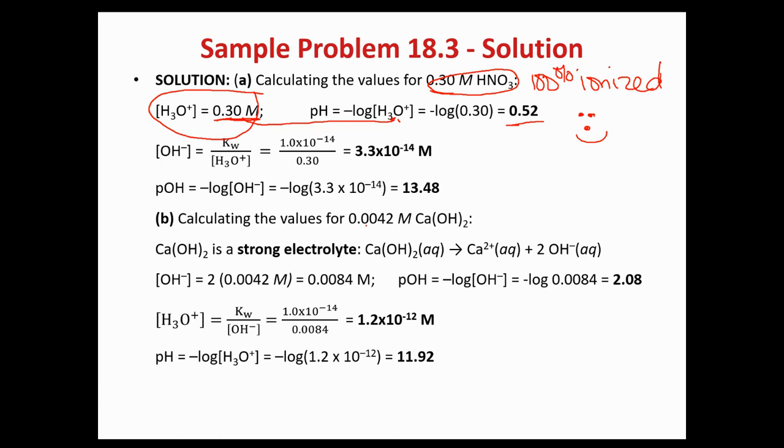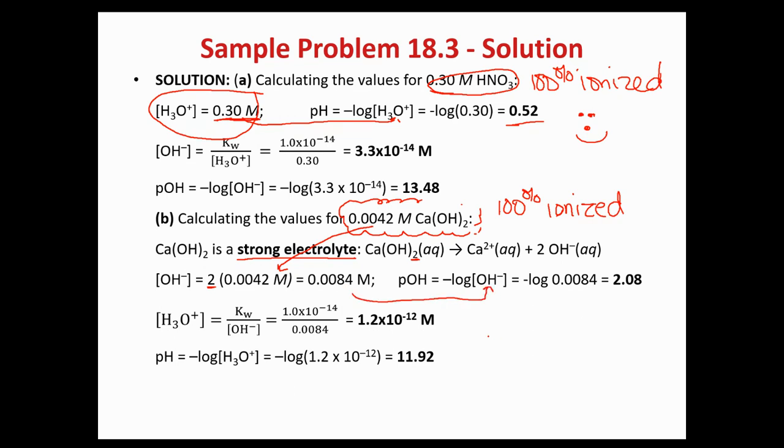Okay, let's look at calcium hydroxide. Remember this one, 100% ionized, so it's a strong electrolyte. For calcium hydroxide, for every 1 mole of the whole thing, there are 2 moles of hydroxide. Do you see this 2? That's because we're going to multiply the concentration of the whole thing by 2, since there are 2 hydroxides. So since the whole thing is 0.0042 molar, hydroxide is 0.0084 molar. And then we'll go ahead and plug that in.